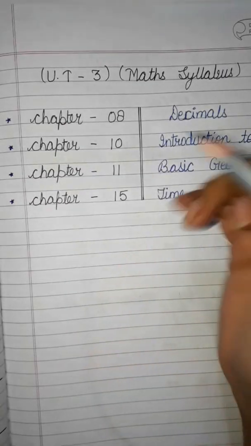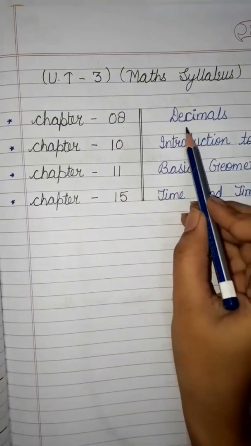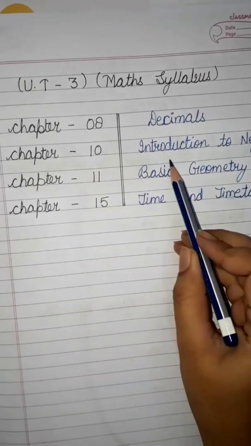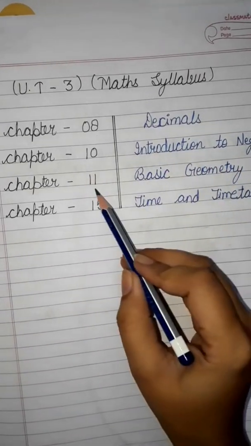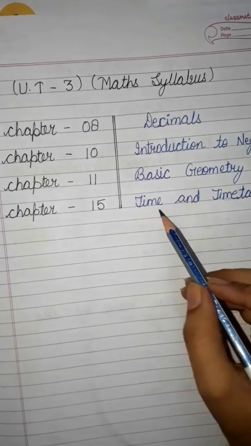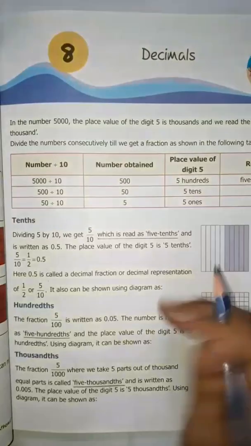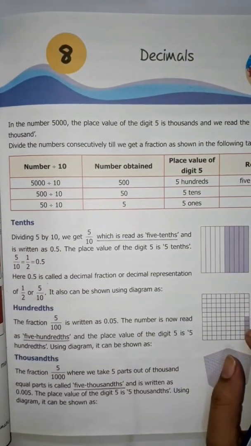So children, this is the syllabus of your third UT: chapter 8, decimals; chapter 10, introduction to negative numbers; chapter 11, basic geometry; and chapter 15, time and timetables. Now let's start chapter 8, decimals.